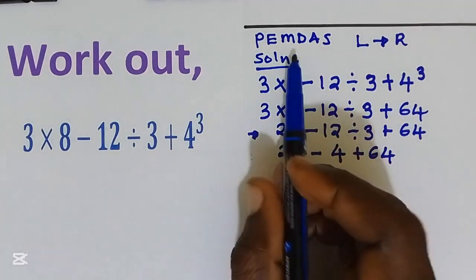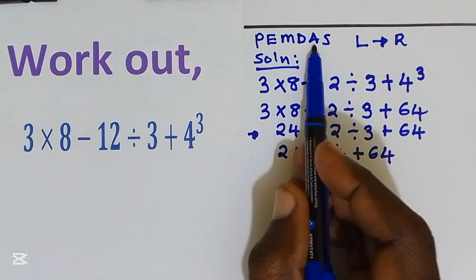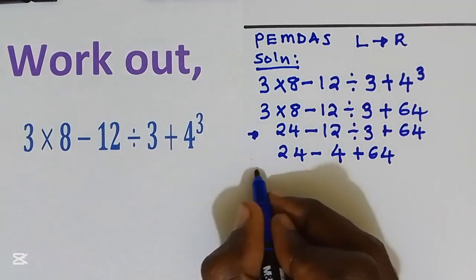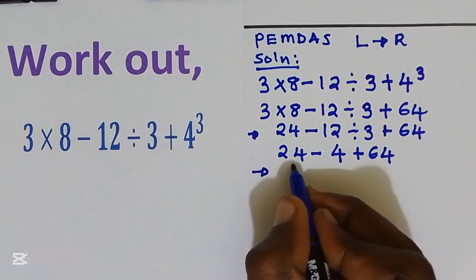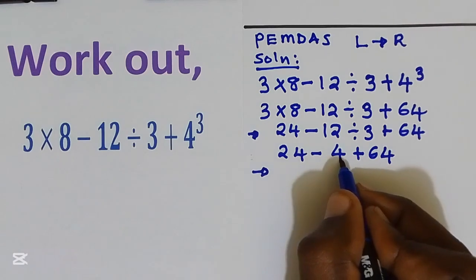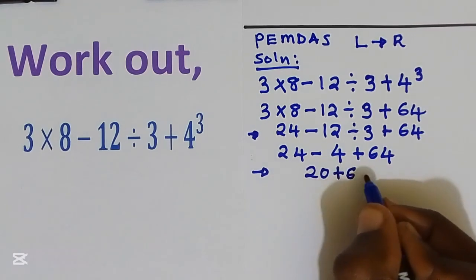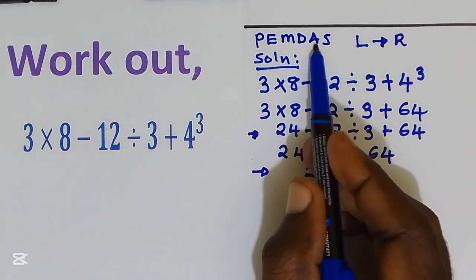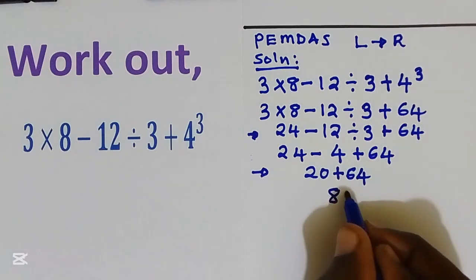64. According to PEMDAS, the next priority is addition or subtraction, and since we are moving from left to right, we will start by taking 24, take away 4. That is going to be 20 plus 64. At last, we are going to add 20 plus 64, we get 84.